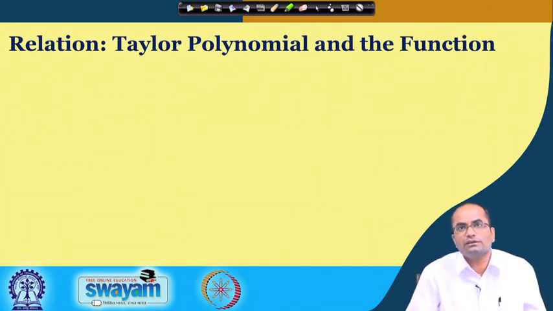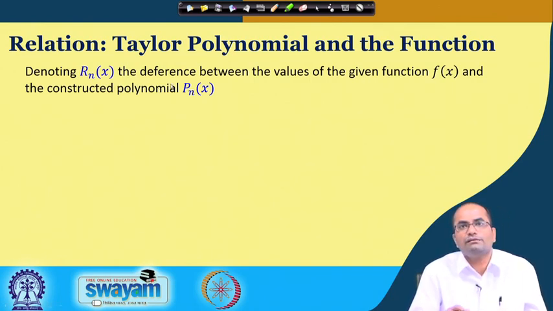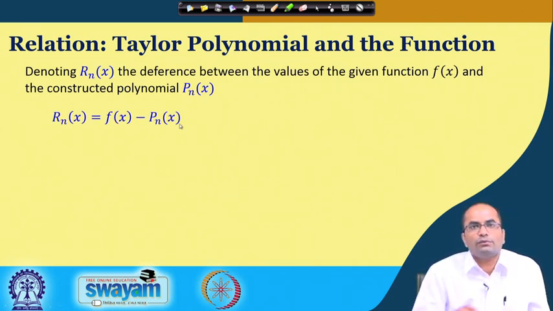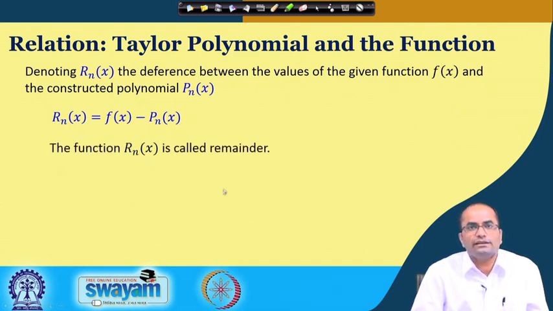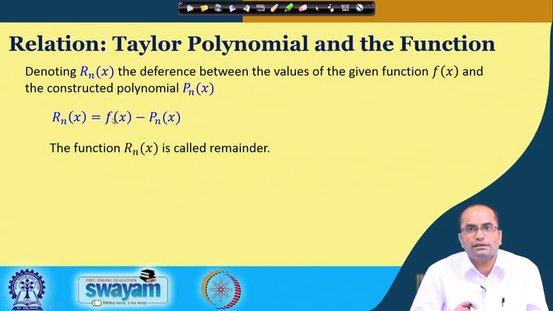So, what is the relation of the Taylor's polynomial and the function? The Taylor's polynomial represents the function to some approximation. So, now we will denote by R n x the difference between the values of the given function and the constructed polynomial P n x. This R n x is called the remainder, because it is the difference between the actual value of the function and the polynomial value at the point x.